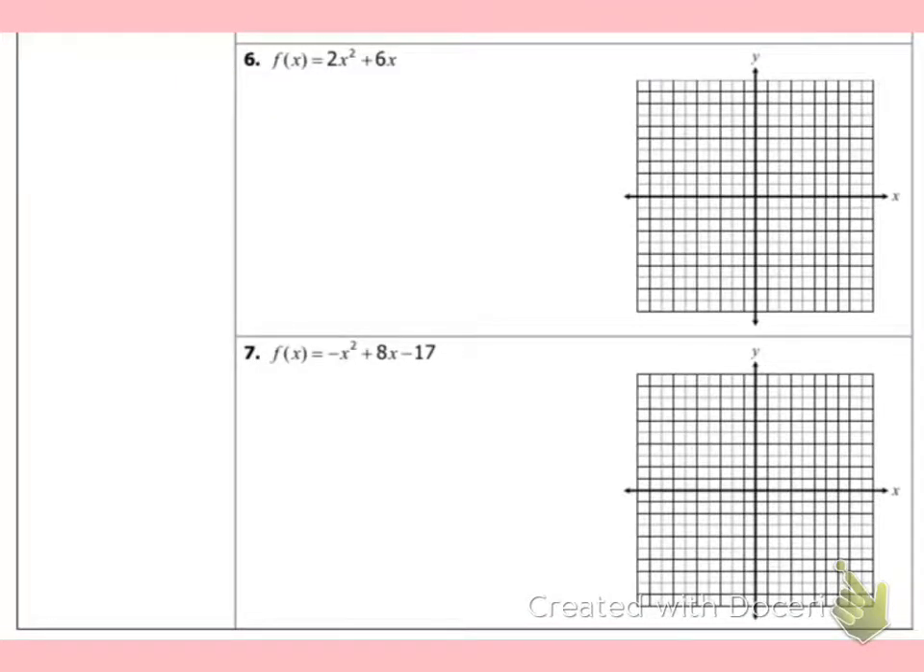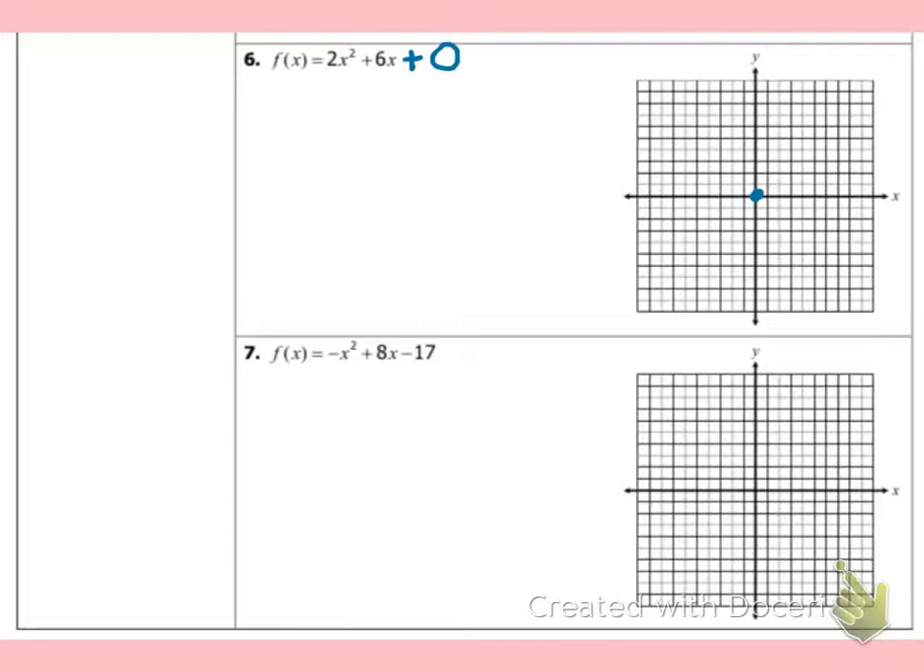Okay, so number 6 looks a little different as well. It's only got 2 terms, and specifically the term that's missing this time is the c. If you remember what we learned about the c, it's the y-intercept. So we know right away this graph is going to cross the y-axis at 0. Well, that means it's also on the x-axis, and that means that's one of our solutions.